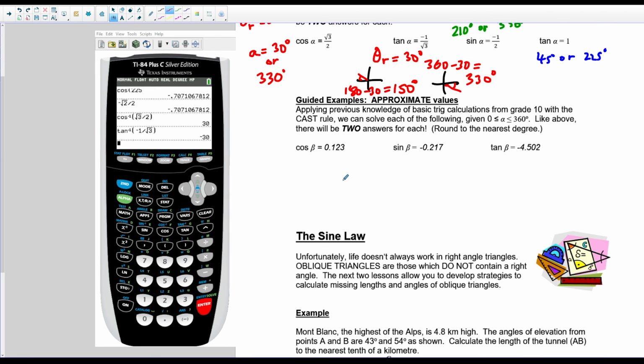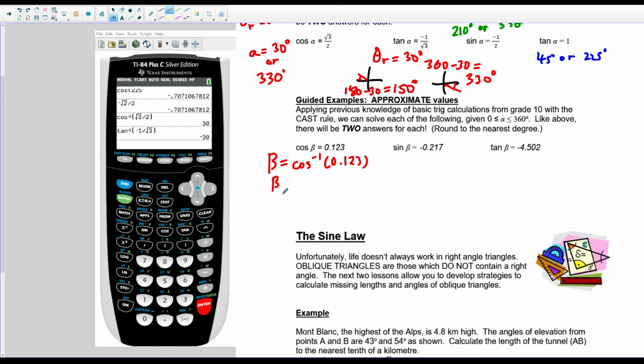Now we're going to work with some approximate values. Sometimes we don't get exact values, such as the above there where we have root 3 over 2 or negative 1/2. Instead, we're going to get some decimals, which we can use to help us figure out the ratio of some sort of trig ratio, and from there work backwards to figure out what the corresponding angle is. In order to do so, we're going to look for the reference angle, and we're going to first look for beta. So beta is equal to the inverse cosine of 0.123.